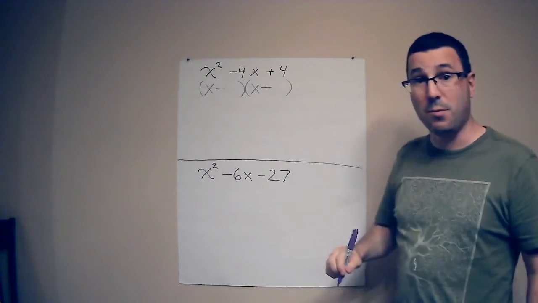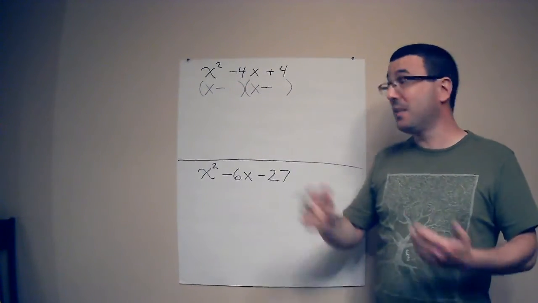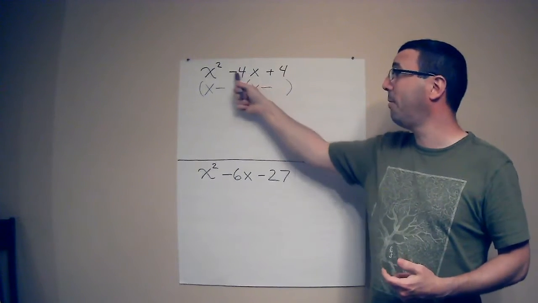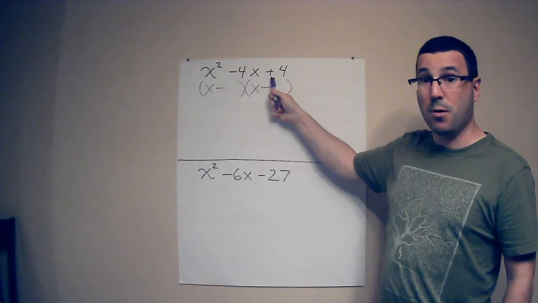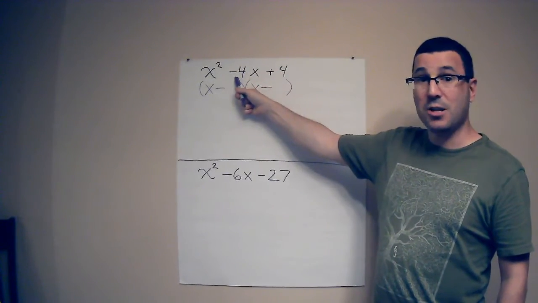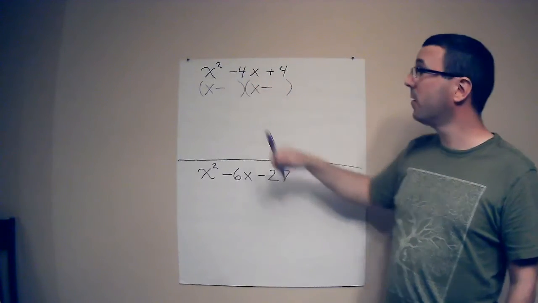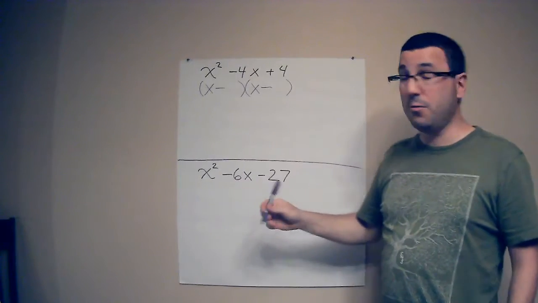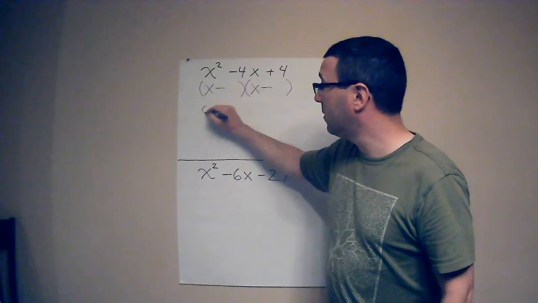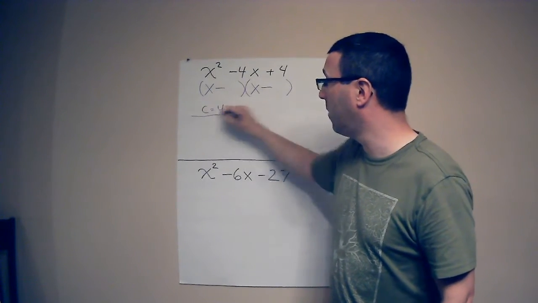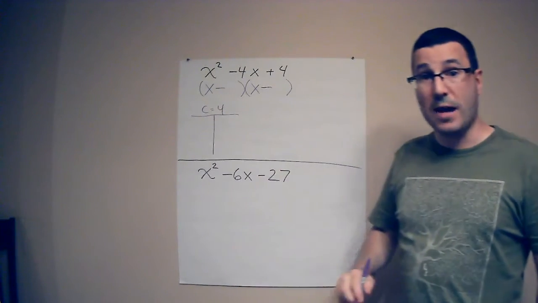So I put a minus in both. Notice, I'm not putting minus plus because it's not what I have up here. I have the same operation in both, and that operation is minus. So now what I'm going to do is go back to my C term. C equals 4. So I need its factor pairs.